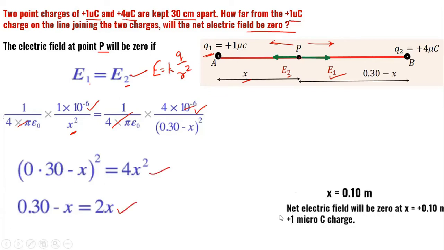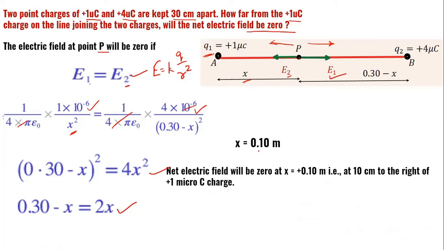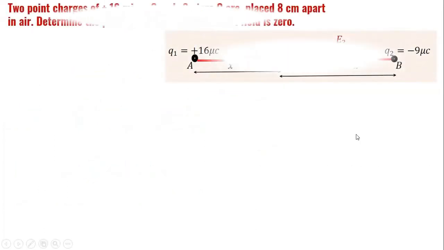If we solve this equation, what do we get? X equals 0.10 meter, that is 10 centimeter to the right of the +1 microcoulomb charge. That means from the point A, at a distance of 10 centimeter, the net electric field will become equal to 0. This is how you can solve the numericals based on electric field. Now, let us go for the next numerical.